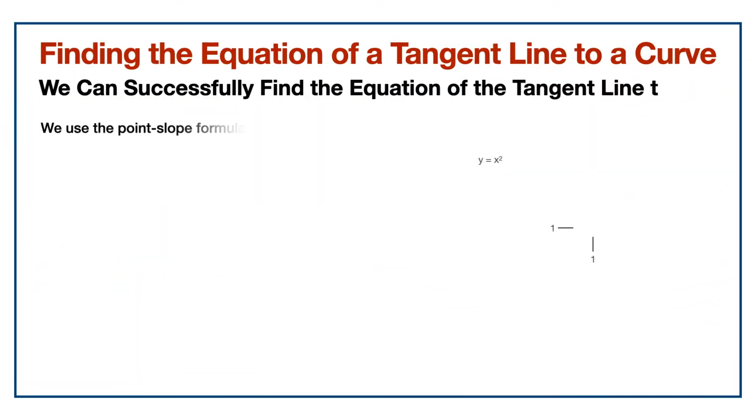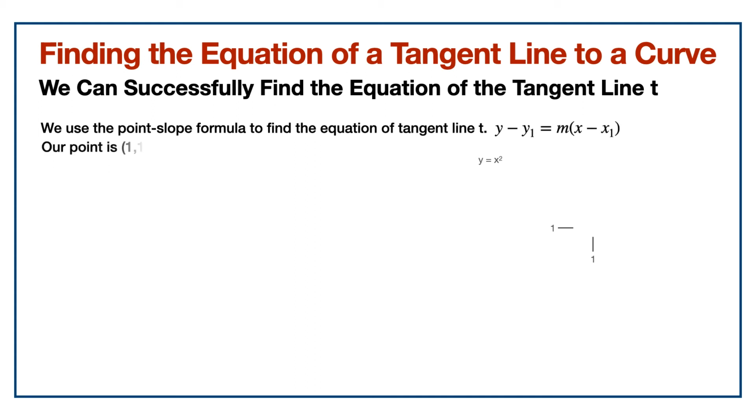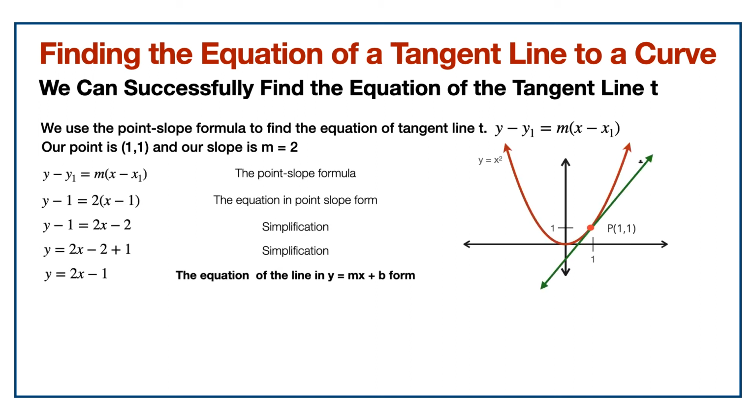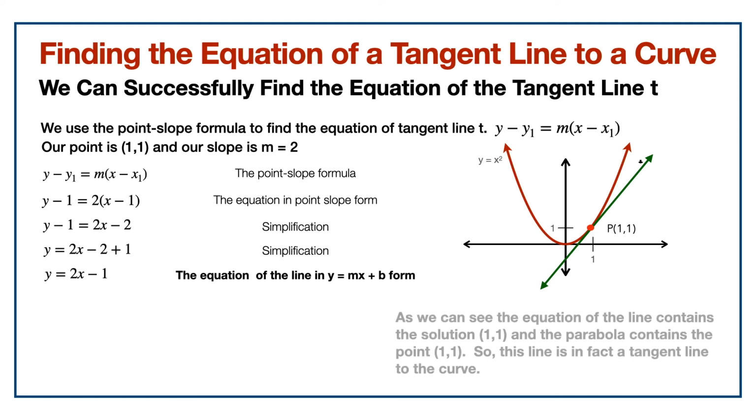We use the point slope formula to find the equation of the tangent line. Our point is (1, 1) and our slope is 2. We've already learned how to use the point slope formula in our algebra classes. As we can see, the equation of the line contains the solution (1, 1), and we are already aware that our parabola contains the point (1, 1). So we have shown tangent line T is in fact a tangent on the curve y equals x squared.